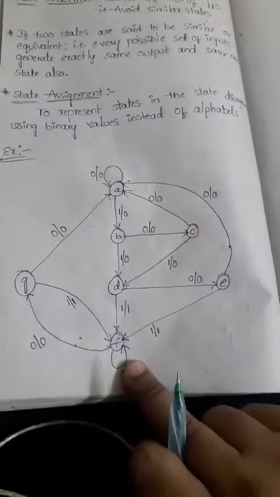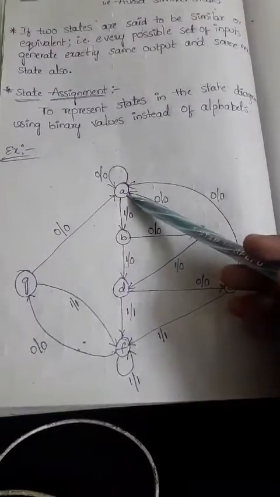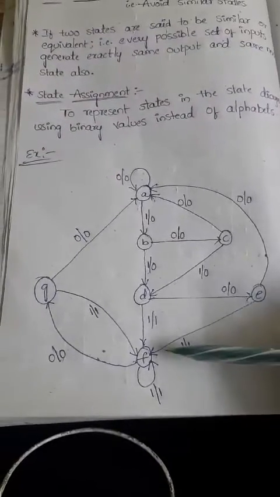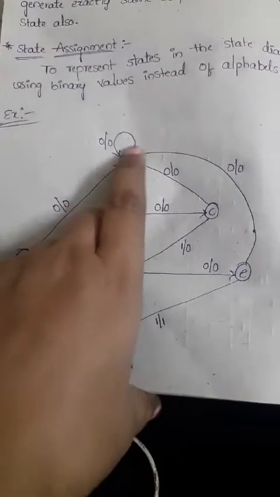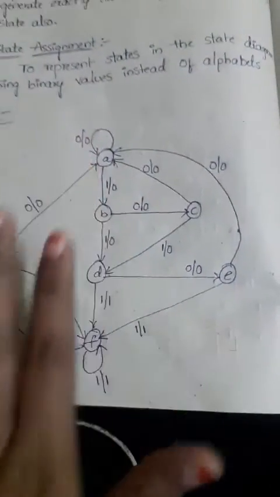Here we have the state diagram. How many states does this state diagram consist of? 1, 2, 3, 4, 5, 6, 7. This state diagram consists of a total of 7 states. Each state is represented in circle notation, and the state in each circle is our present state. Now I can draw the state table with the help of this state diagram. First I will convert this state diagram into a state table.